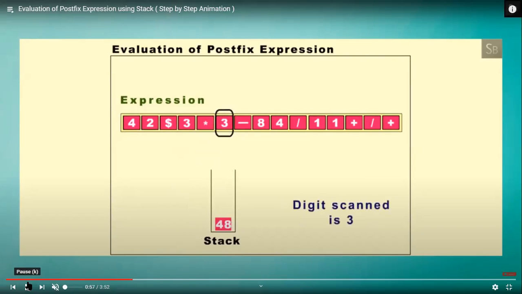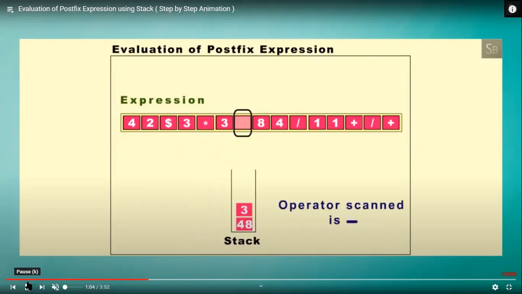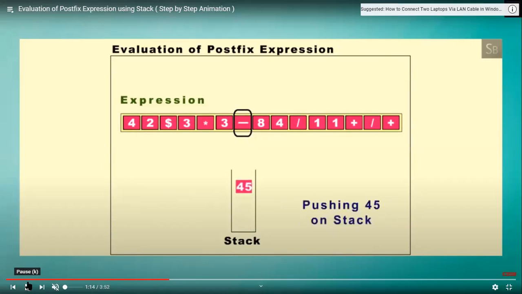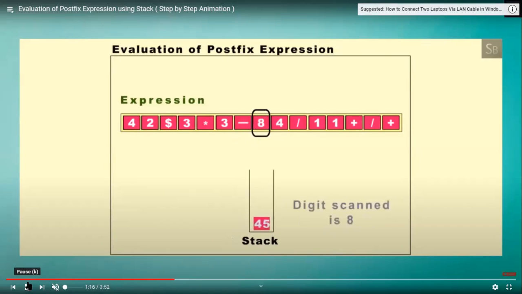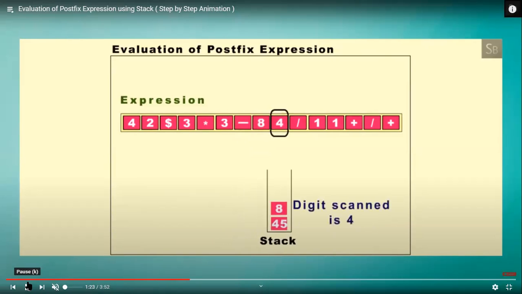The next digit scanned is 3. It will be pushed to the stack. Next is minus, so it has to do the operation. 3 is the first operand, 48 is the second operand, but it will be evaluated as 48 minus 3, that is 45. The result will be stored in the stack. Next, 8 will be scanned. It will be pushed on top of 45.